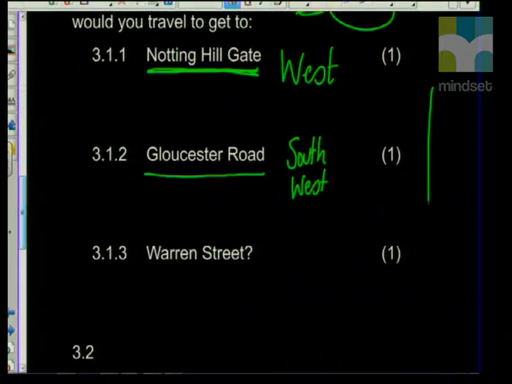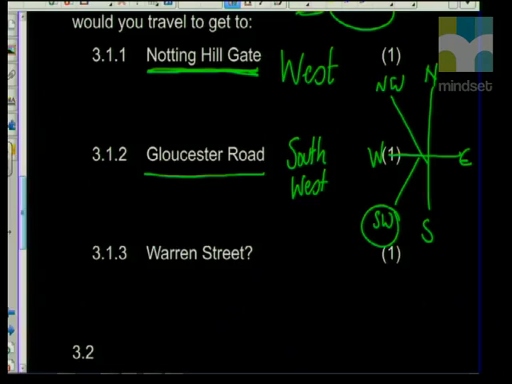If you're not sure, it's always a good idea to draw your compass directions on the side of your page, and then you can see very clearly that obviously that would be northwest. This would be southwest, which is the direction we've just gone now, and you can then work out very easily if you don't remember.